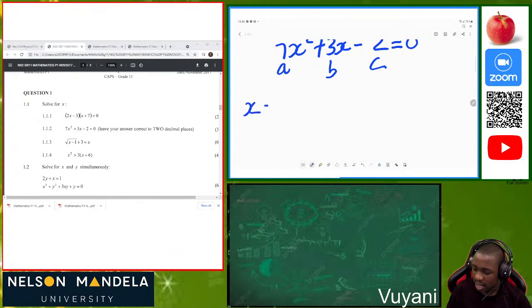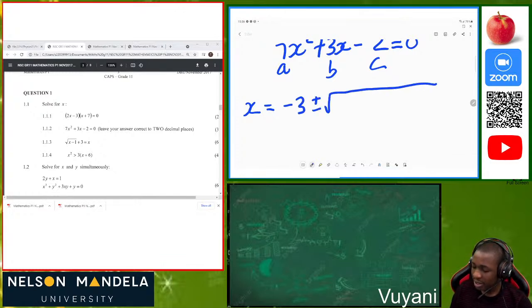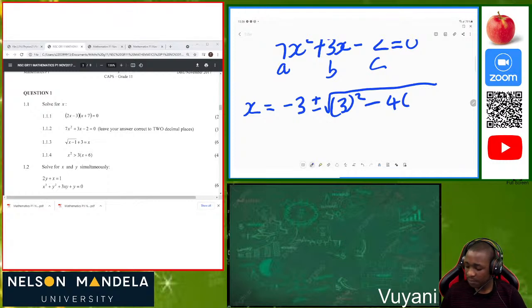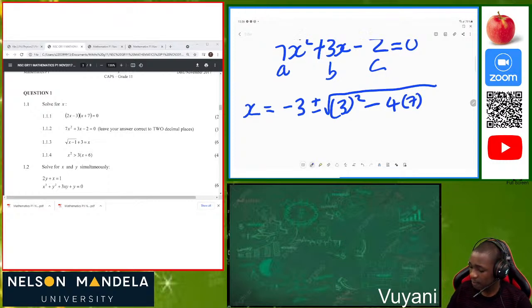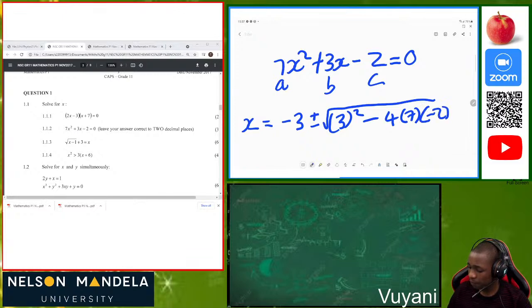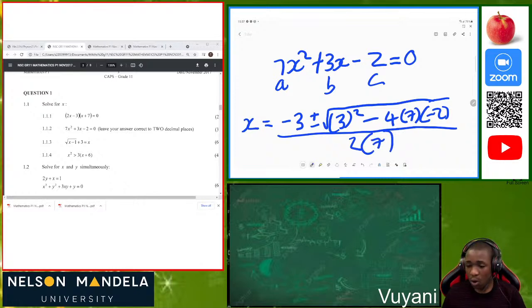I'm going to say x equals, and what is our b? Our b is positive 3, so we have negative 3 plus or minus the square root of b squared minus 4ac, so our b is positive 3, all squared, minus 4. What is our a? Our a is 7. What is our c? Our c is negative 2, all divided by 2, and what is our a? It's 7. I can also advise you to write a, b, c on your quadratic equation so that you know the values and are not confused.